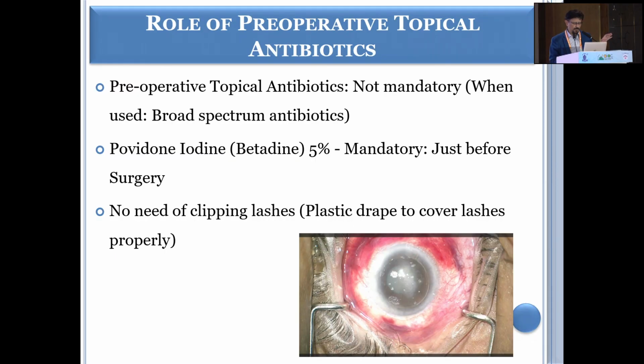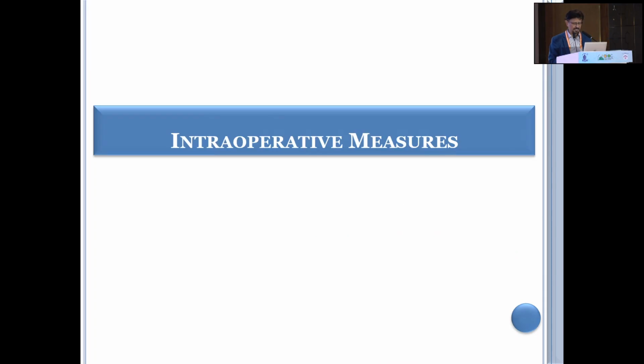And preoperative topical antibiotics, a lot of people give. There are definite suggestions in the literature about the role of preoperative antibiotics. But of course, the biggest role is of povidone iodine before the surgery. It should definitely be put in the eye, but first of all you should clean the lashes and eyelid, and then of course you should put it inside the eye.